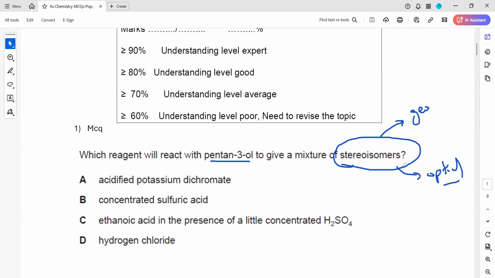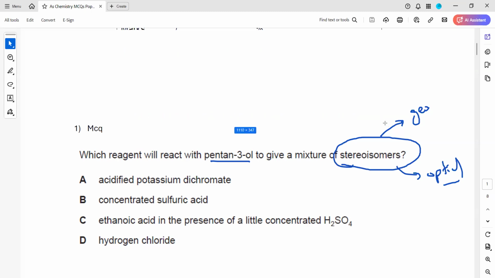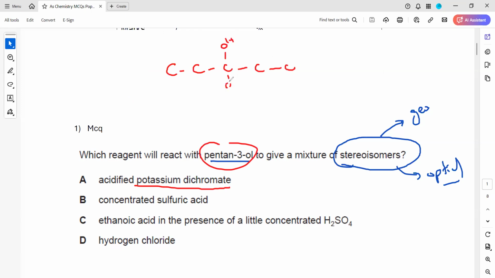Okay. So if we have pentane-3-ol and it reacts with acidified potassium dichromate, we have to check whether it might result in a geometrical or an optical isomer. First, what will the product be, because it is an oxidizing agent? This is pentane-3-ol. Pent means 5 carbons and OH is attached to the third one. This will have 2 hydrogens, this will have 3 hydrogens, this will have 2 hydrogens, and the last one will have 3 hydrogens.